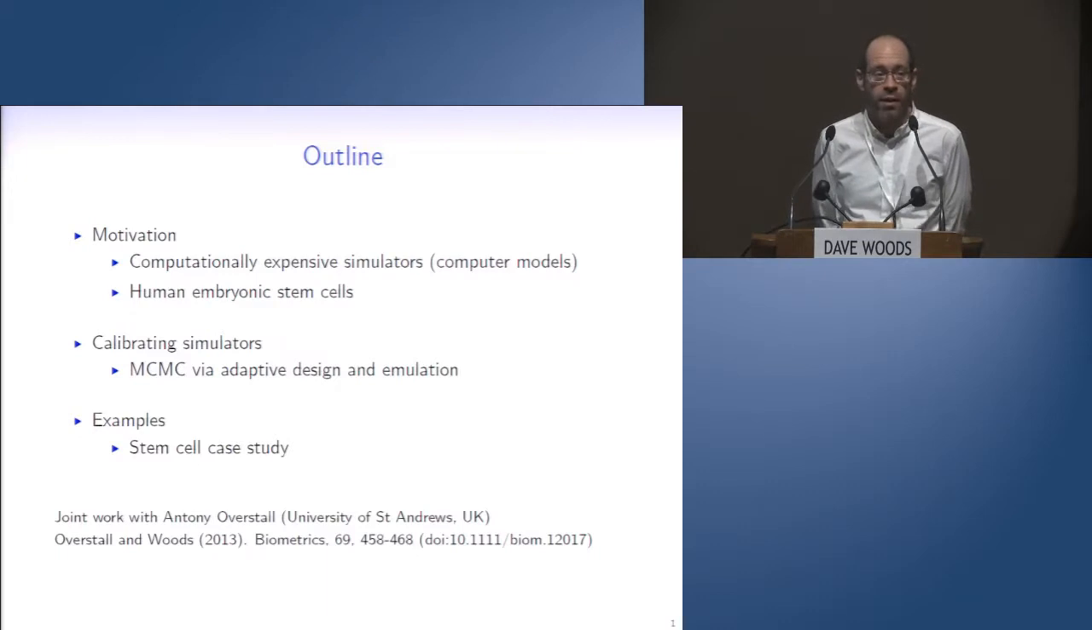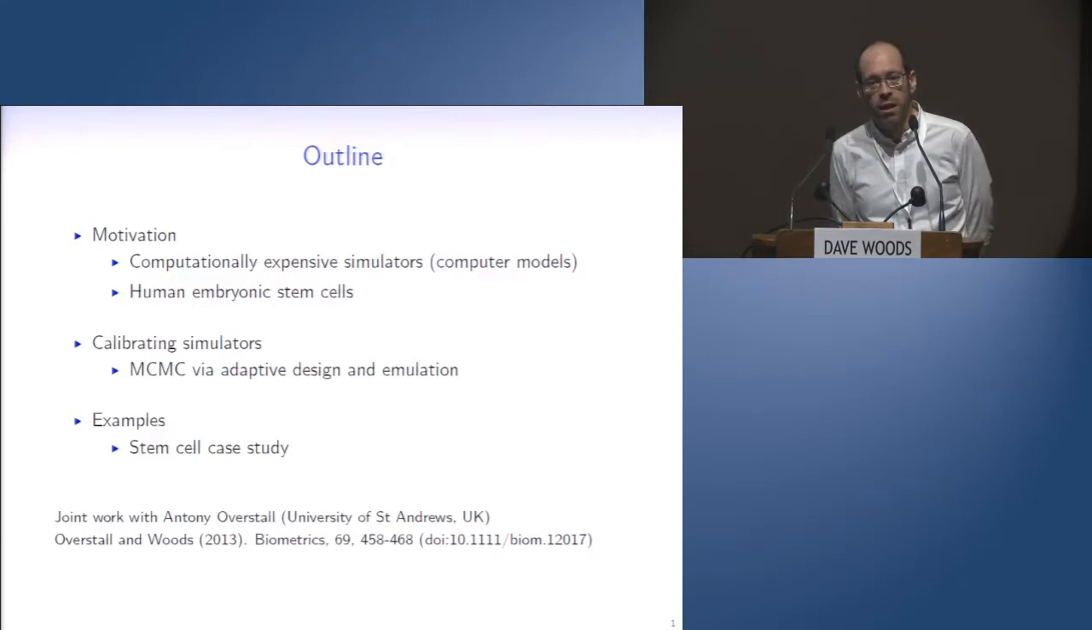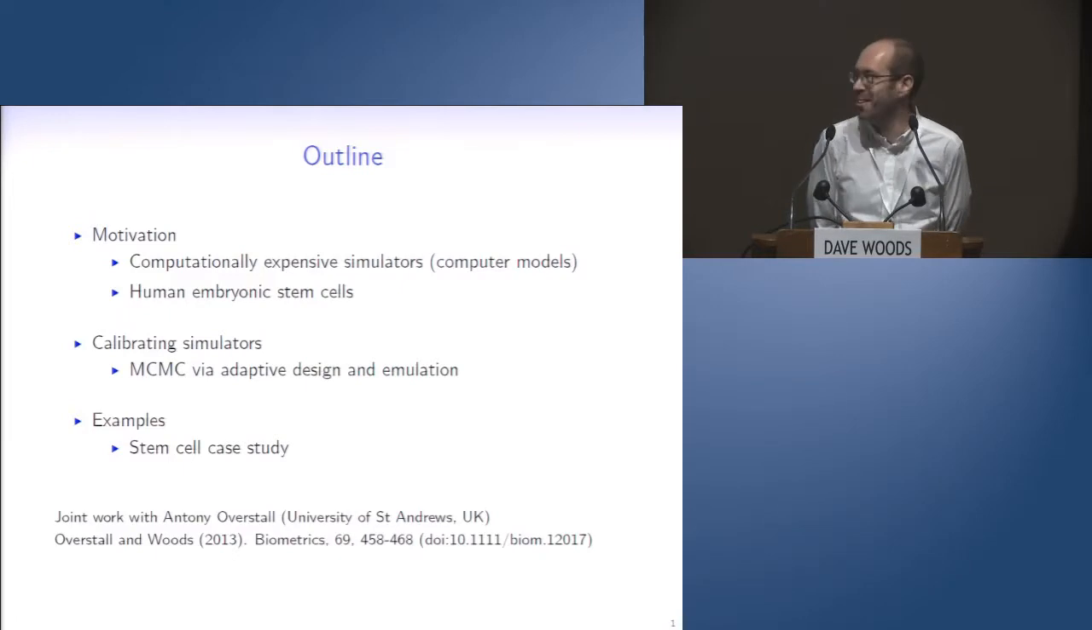The methodology is going to be looking at how we can calibrate these computationally expensive models, or as we'll call them, simulators. So that's how can we estimate the unknown parameters in the models, using Bayesian methods and Markov chain Monte Carlo, where we use some ideas of adaptive design and building statistical emulators or surrogates to replace, to a greater or lesser degree, the simulator in the computation. And then we'll go back to our stem cell case study and see how the methodology works. So this is joint work with Anthony Overstall from the University of St Andrews, I nearly said Southampton, he used to be at Southampton, and it was published last year in Biometrics.